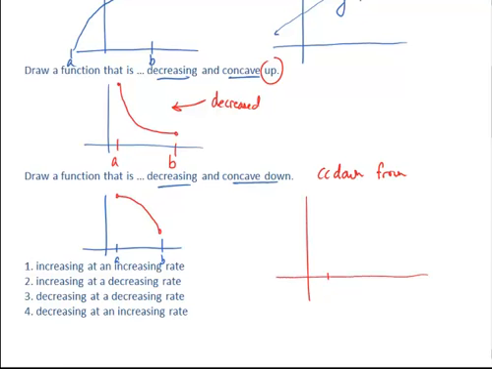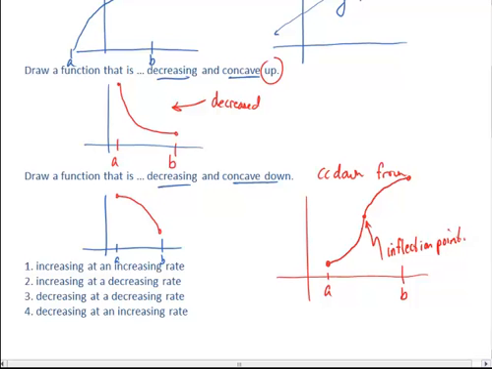So let me try drawing that. So it will increase with upward concavity, and then it will transition to increasing with downward concavity. And at this point here, we call that an inflection point. And that's a point where the concavity changes. So in order to find an inflection point, you have to find where the concavity would change from either upward to downward or downward to upward.